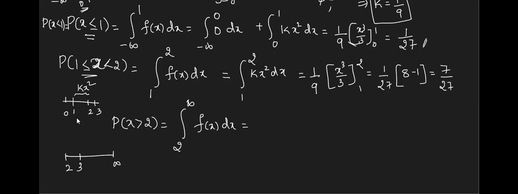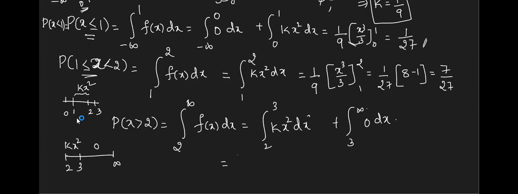Am I right? Because between 2 to 3 again the function is kx square, and beyond 3 it is 0. So it is 2 to 3 plus 3 to infinity. What is the value of f of x between 2 to 3? Kx square. And between 3 to infinity, 0. K comes out, k value is 1 by 9.